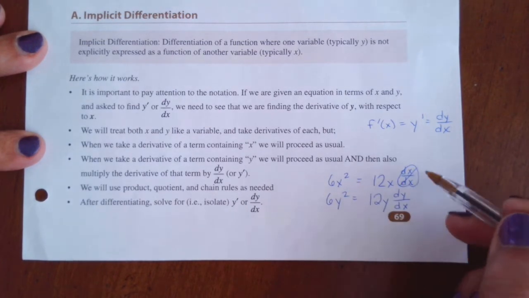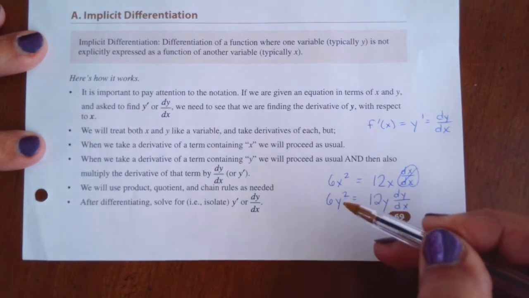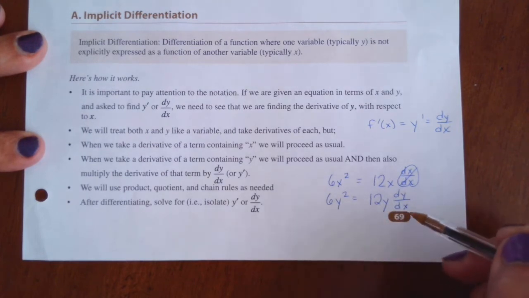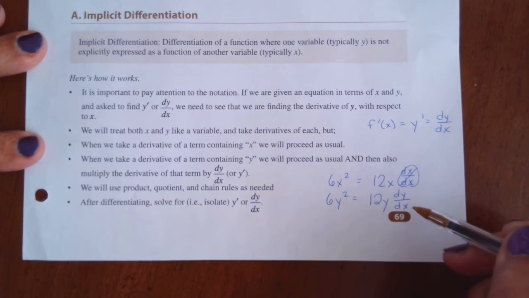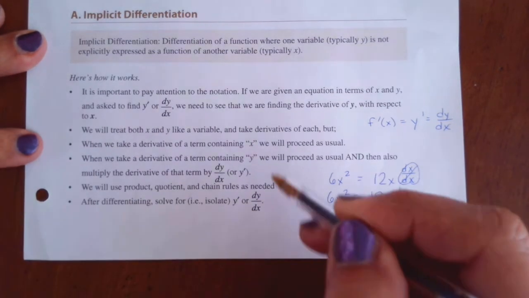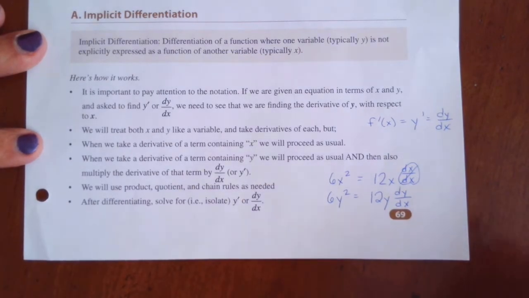Okay, so that's why we don't have to do it. Any other variable, when you take the derivative, you're taking the derivative of it with respect to x. So you have to have that for any other variable that you're doing. Okay, so that's the rule as we go through.